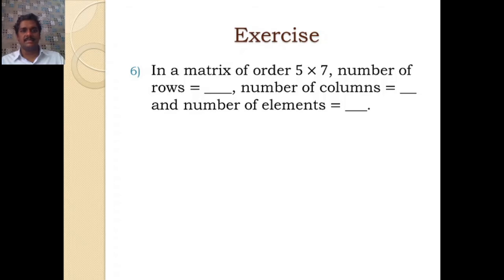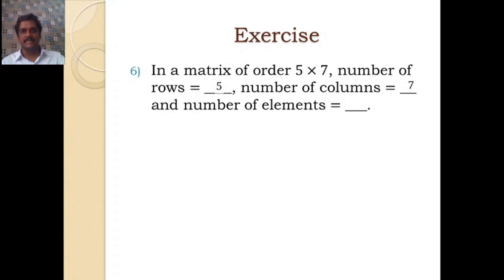Here is our next exercise. In a matrix of order 5 by 7, number of rows equals to. So whenever we say matrix of order m by n, m gives you the number of rows and n gives you the number of columns. I have in place of m 5. So 5 is nothing but the number of rows, and 7 is nothing but the number of columns. So the answer is 5 rows and 7 columns.